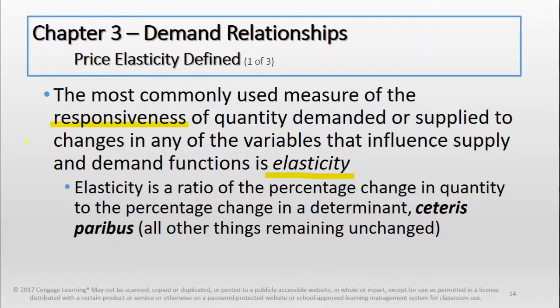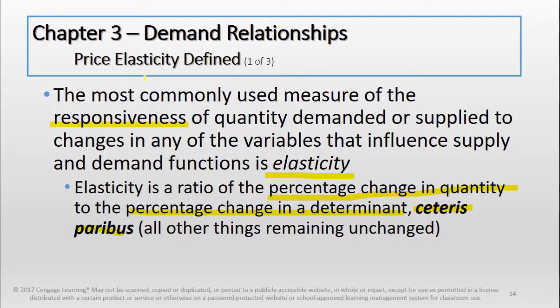So, elasticity is a ratio of the percentage change in your quantity to the percentage change in your determinant. Determinant, again, you know what the determinants are, taking into account the assumption of ceteris paribus. So, take note of your ceteris paribus. Ceteris paribus is a Latin term which means all other things remain unchanged. So, that is the concept of your elasticity.